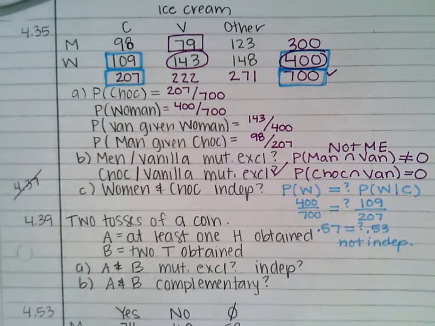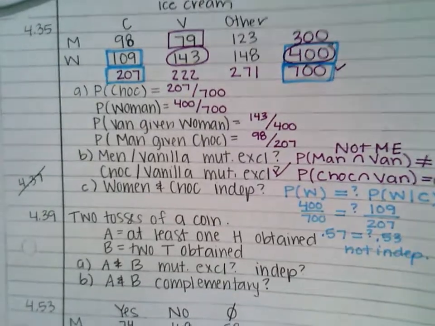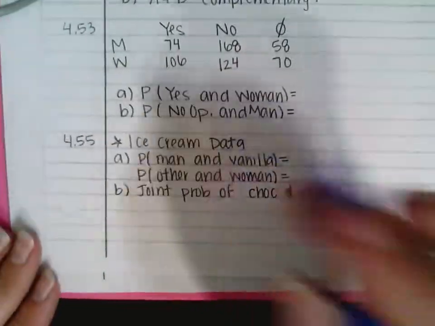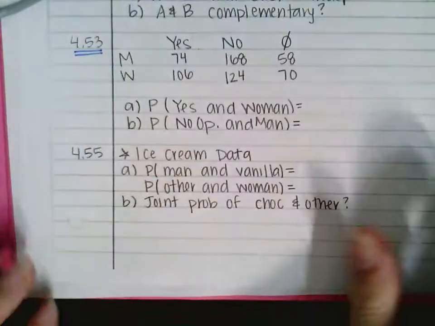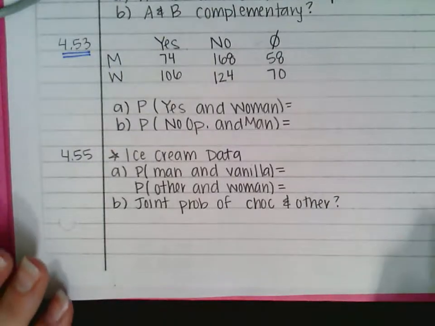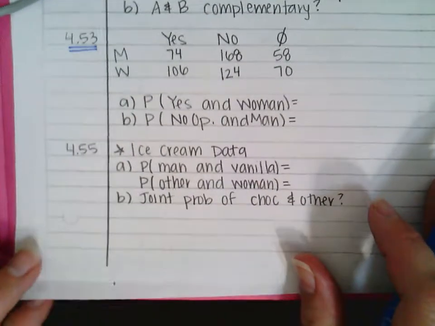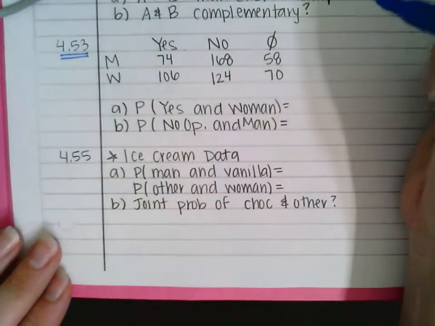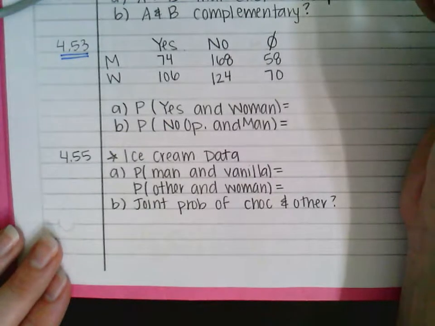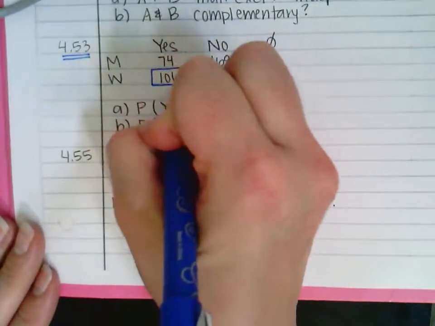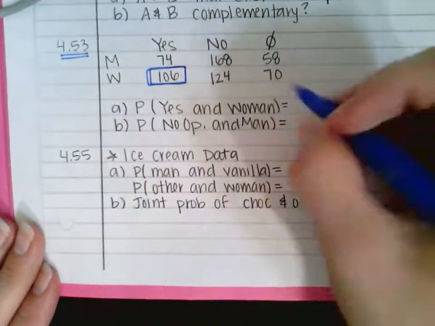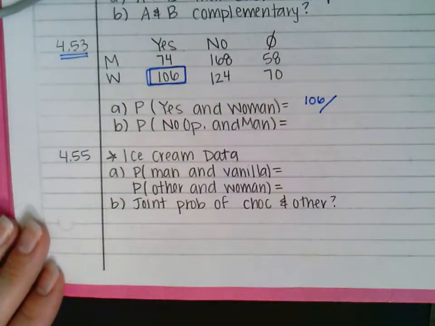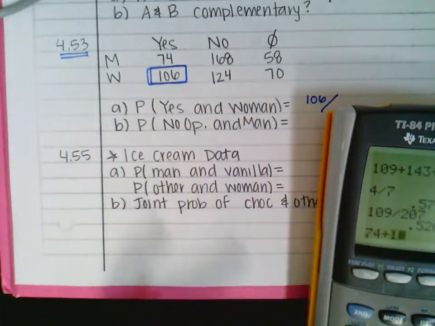All right, looking at our time here on our video, I want us to skip down to 453 here. On 453, I want to know what's the probability of yes and woman. And this was something about yes, no, and then no opinion, which I just used this symbol here. If I want to look at the probability of yes and woman, I need to look at the joint frequency. That's going to be 106 out of our total here, which I need to find. So 74 plus 106.